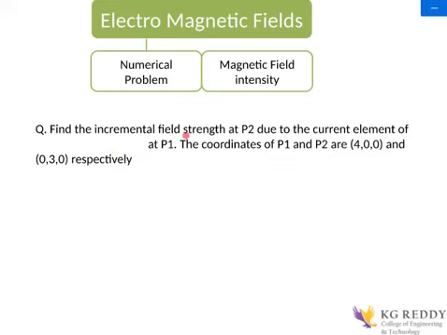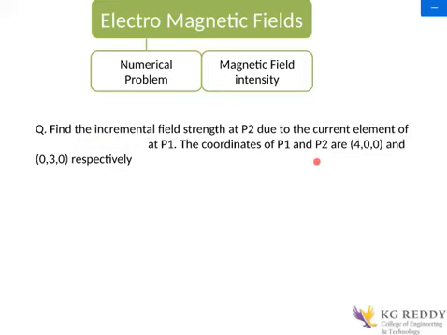So find the incremental field strength at the point P2, due to the current element. I will be giving this current element, for which we are going to find out the magnetic field intensity. So here the intensity needs to be found at the point 2 due to the point 1. Here is the gap which I am going to fill with this current element. So it is located at this point 1.